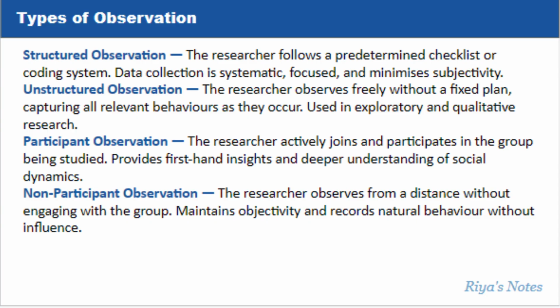Participant observation. The researcher actively joins and participates in the group being studied. Provides first-hand insights and deeper understanding of social dynamics. Non-participant observation. The researcher observes from a distance without engaging with the group. Maintains objectivity and records natural behavior without influence.